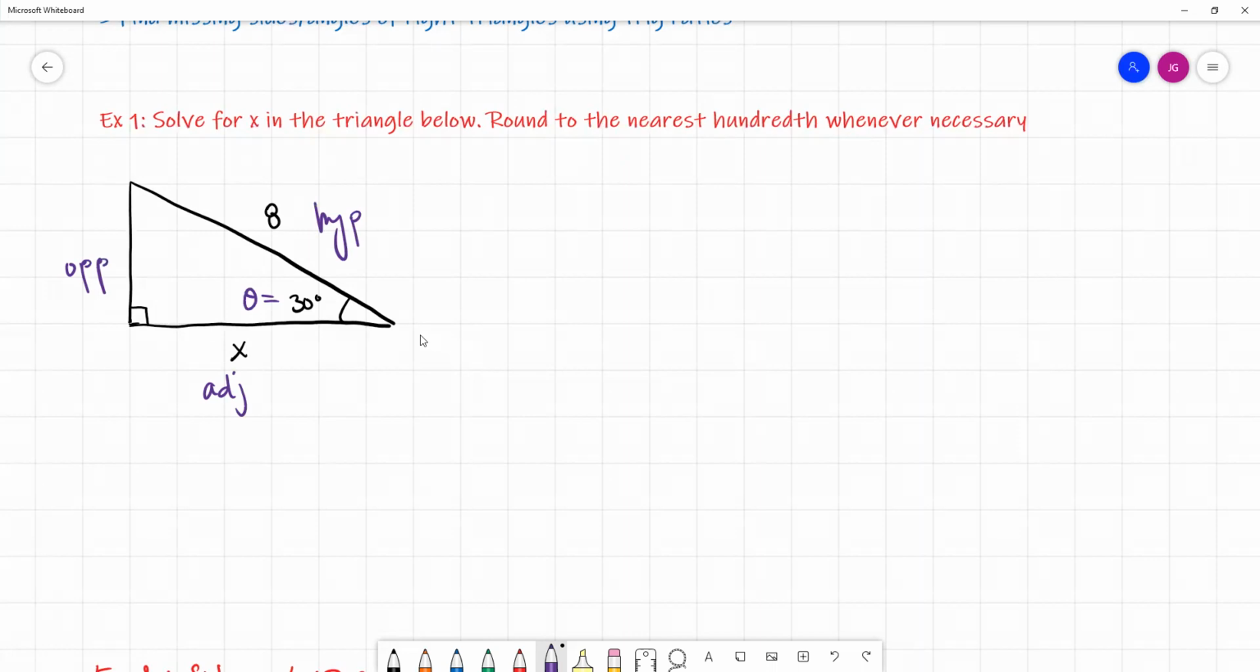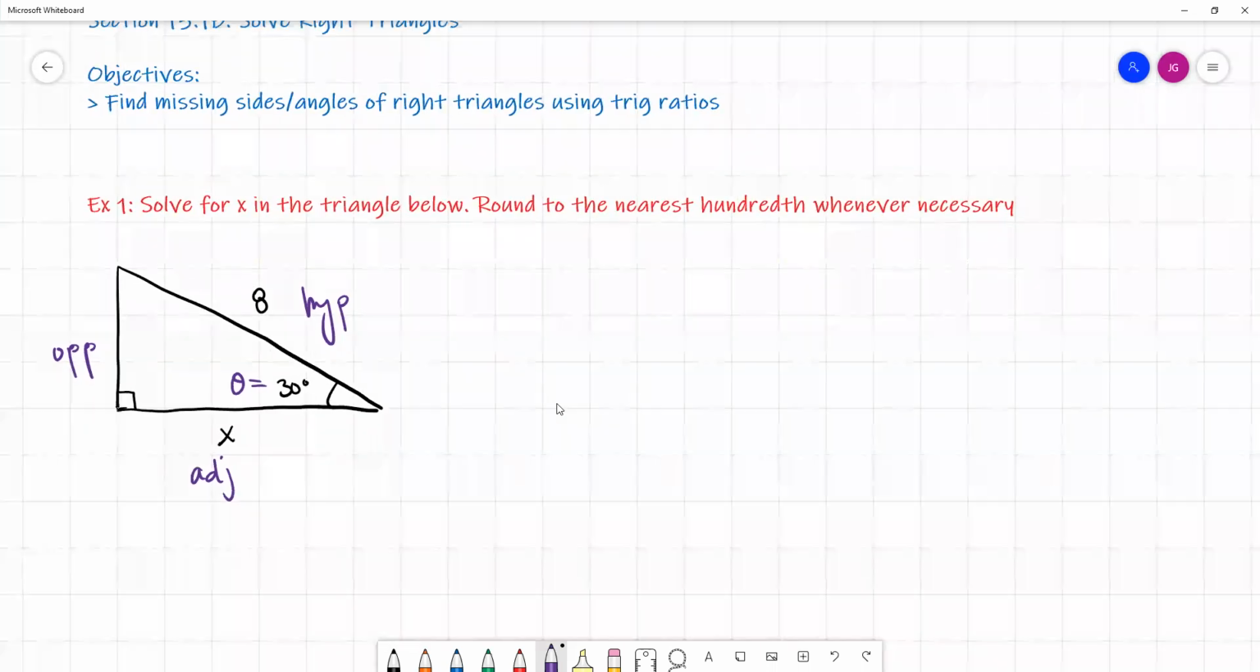Okay, so adjacent, hypotenuse, opposite. We're going to want to pick the trig function that works with the information that we're given. We don't know the opposite side at all. We don't have any clue what it could be. So we're probably not going to want to use the opposite side in our equation to find x. We're going to want to use a trig ratio, a trig function that involves the adjacent and the hypotenuse side. So let's look back up and see which one that would be.